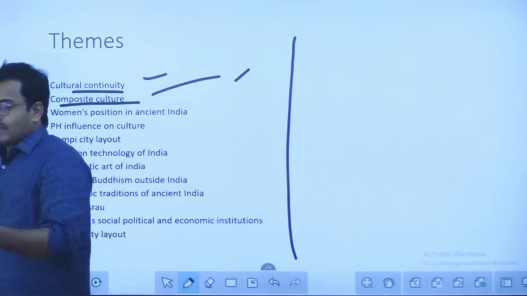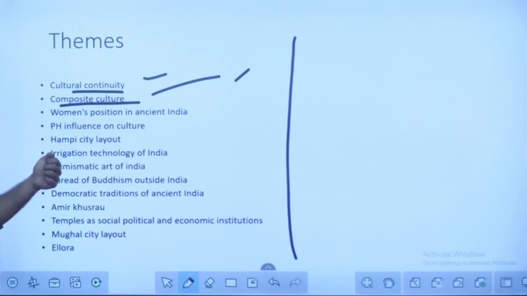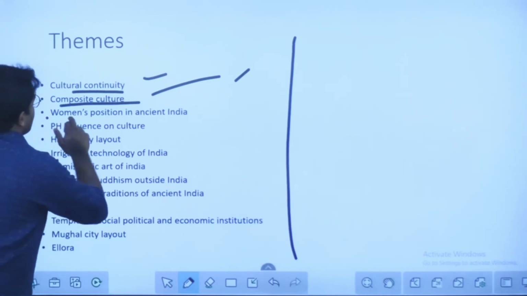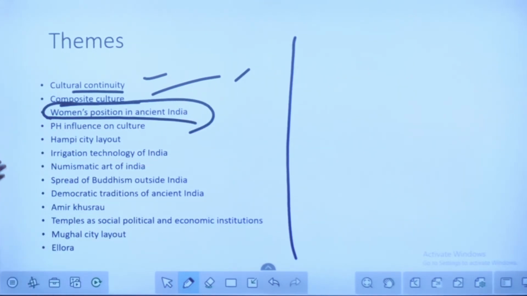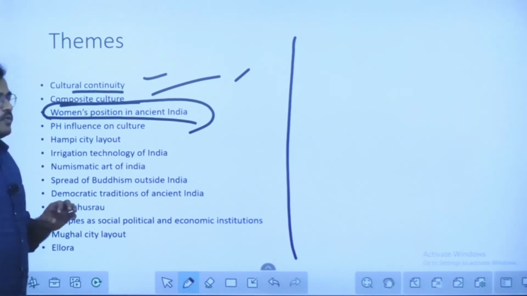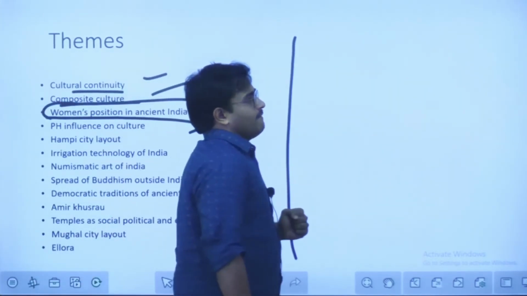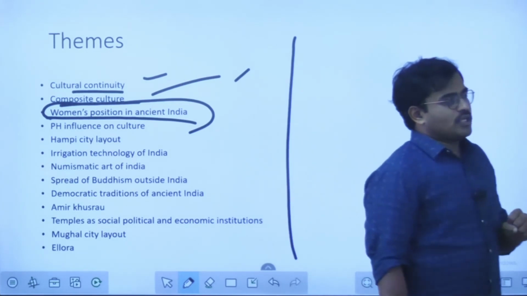Just write down whatever things I'm saying, for which I'm going to send the answers. I'll send them all. Nearly 10, 11 topics I told, I think. Composite culture. Then there can be a good question on women's position in India. How was women's position? They can ask this question.